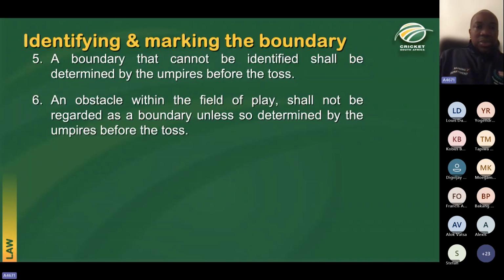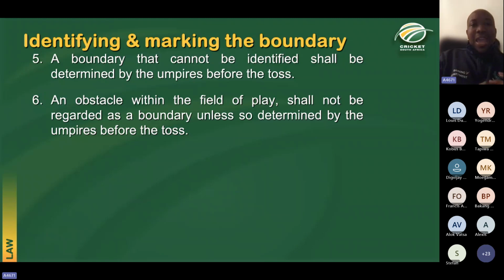What about an obstacle within the field of play? What do we do with it? Take, for example, many school fields here in South Africa are shared between cricket and rugby, and so would have rugby poles inside the field of play. Law tells us that an obstacle within the field of play shall not be regarded as a boundary unless so determined by the umpires before the toss.